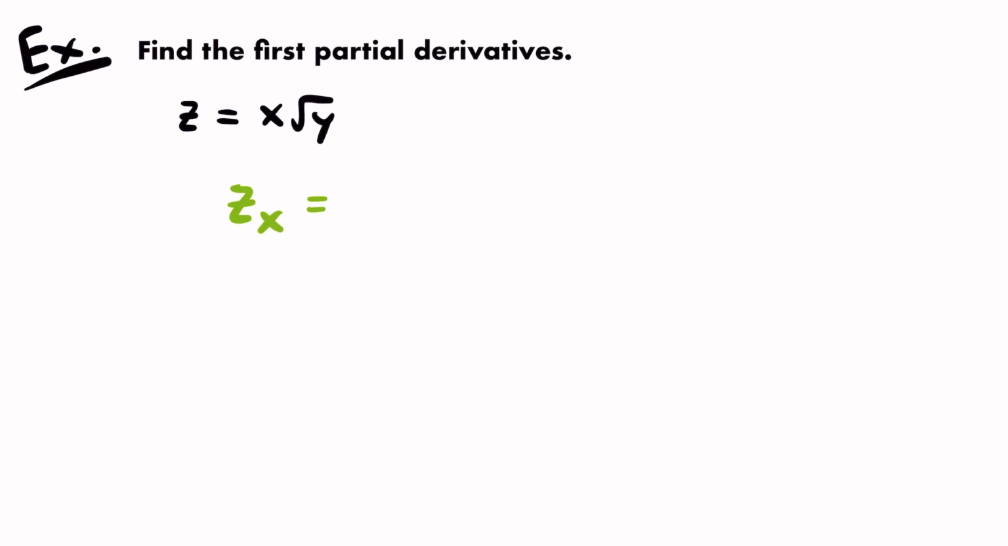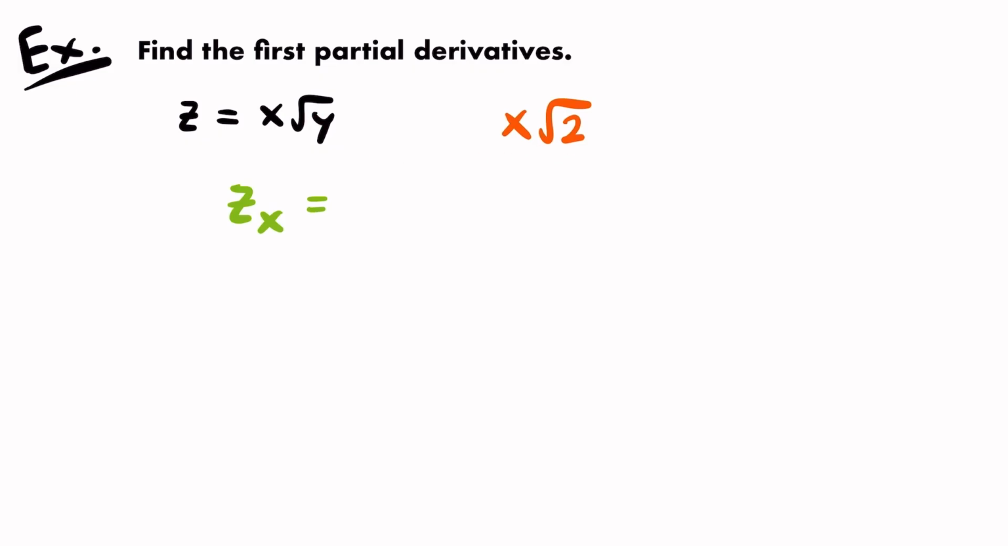But remember, if you're taking a partial derivative with respect to x, you're just going to treat all the y's as constants. So in this function, we have x times the square root of y, but you could just think of it as x times the square root of any number. You could say it's 2, 3, whatever, but that's how you want to think about it. You just want to treat y as a constant and then take a derivative.